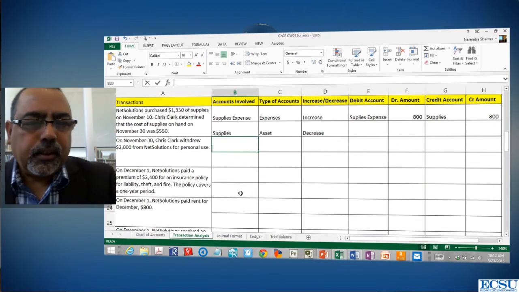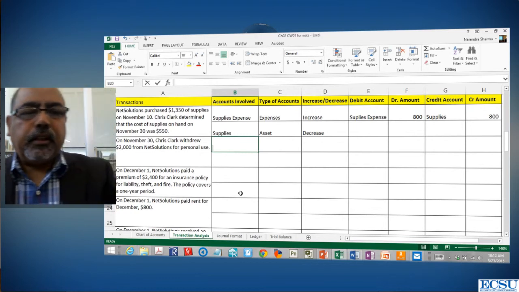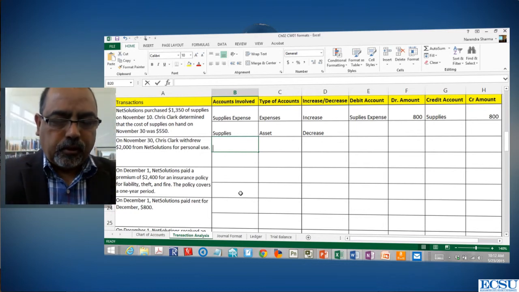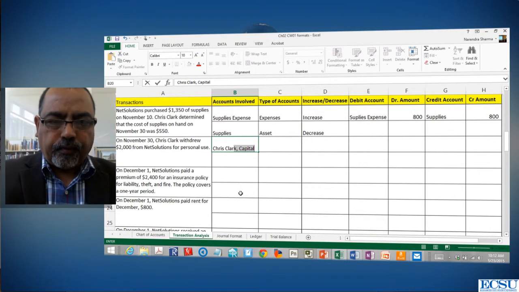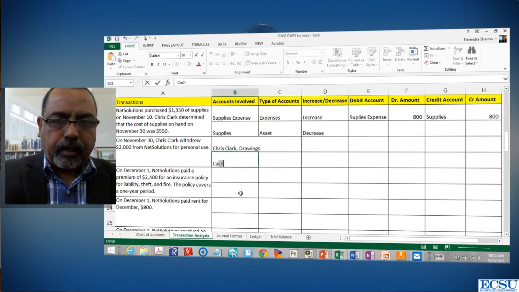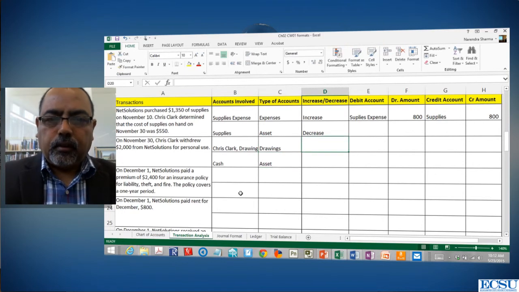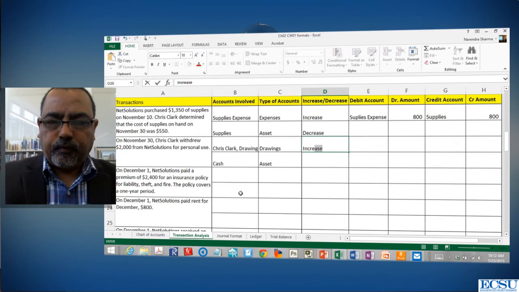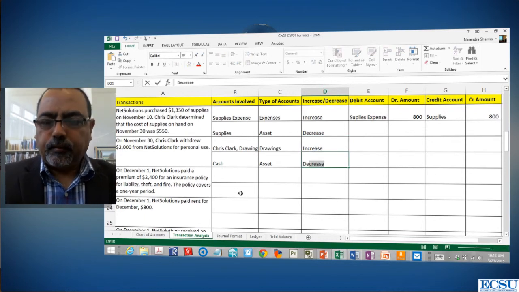Next is on November 30, Chris Clark withdrew 2,000 from Net Solutions for personal use. So the accounts are Chris Clark, drawings, and cash. Those are the two accounts. Chris Clark is a drawings account, we know, and cash is an asset account. Drawings is increasing and cash is decreasing.